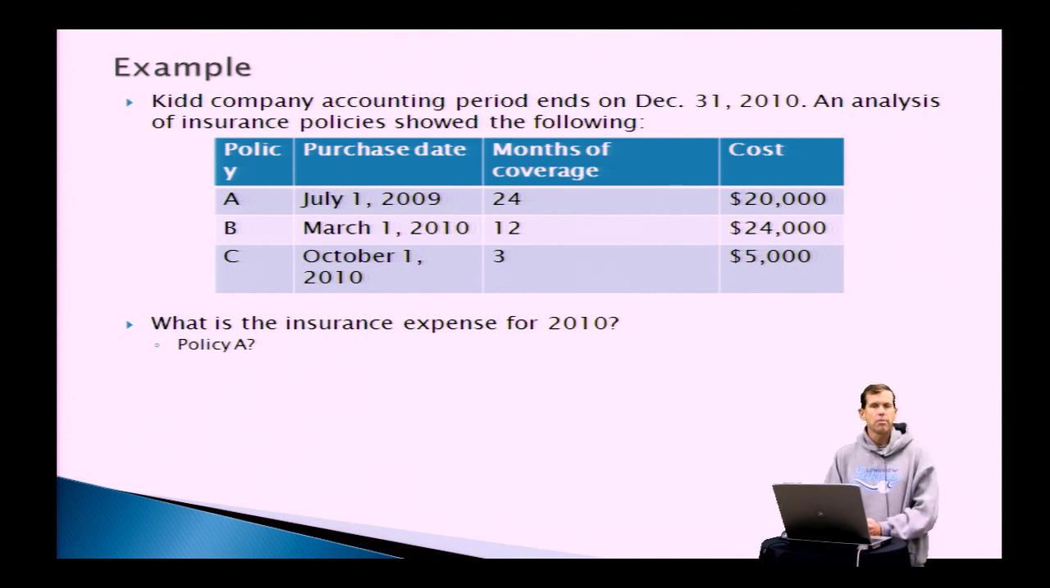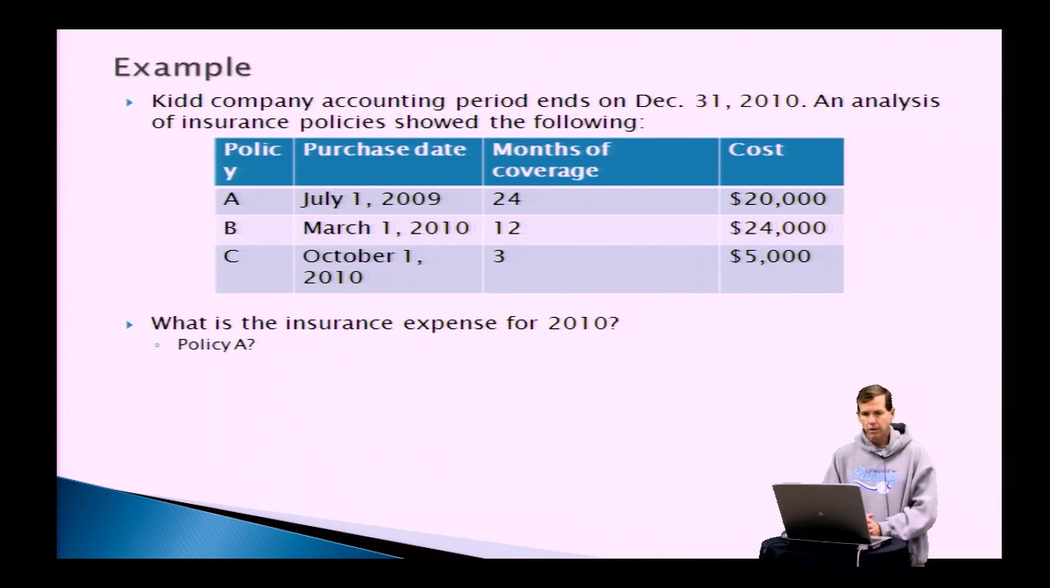And you will have a problem very similar to this, and it typically gives students some difficulty, and that's why I wanted to cover this specific example. Anytime they give you three policies like this, you need to take them one policy at a time and determine how much of the prepaid expense insurance has expired as of the end of the accounting period. Well, let's look at policy A here.